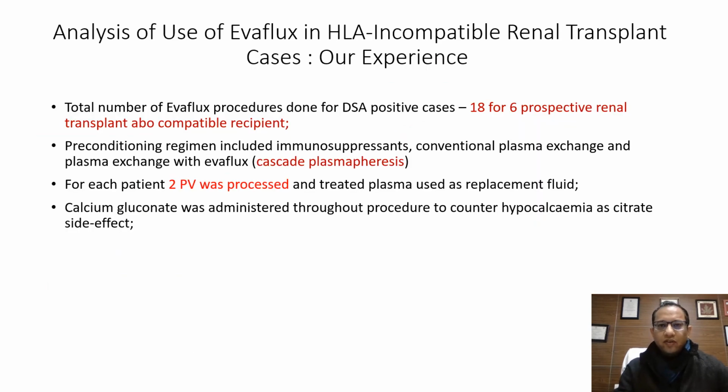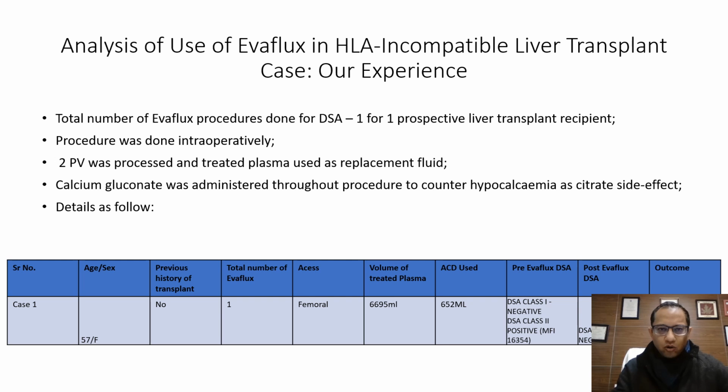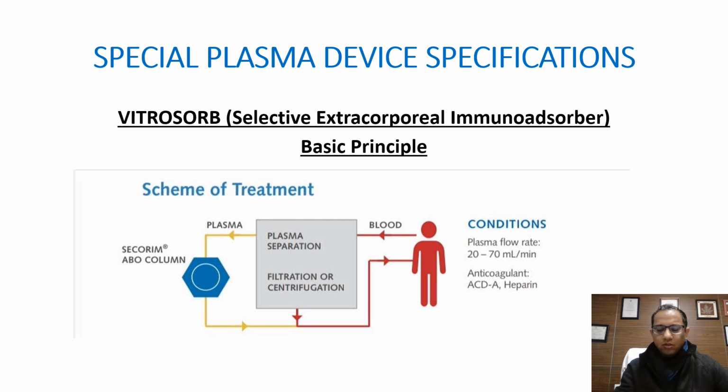So, analysis of use of EVA flux in HLA incompatible renal transplant. Our experience, if you see, we have done it for 18 patients, 6 prospective renal transplant with ABO compatible recipients. In HLA incompatible patients, 2 plasma volumes were processed at all times, and treated plasma was used as a replacement fluid. I'm not going through the data, but what I'm very certain of is that when we do 2 plasma volume exchange with a secondary plasma device, we have got very good results.